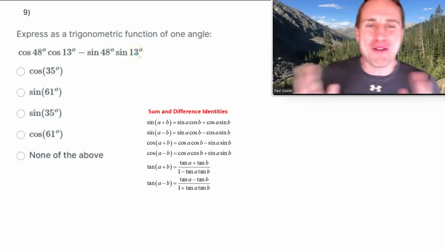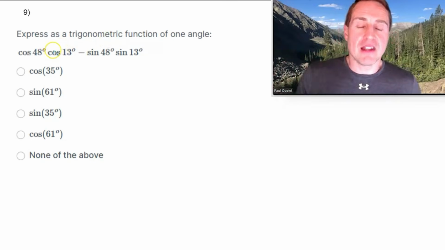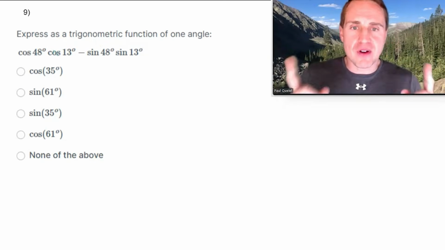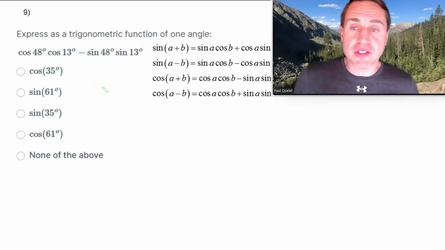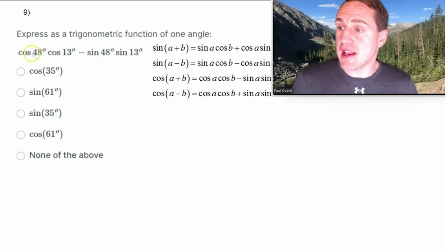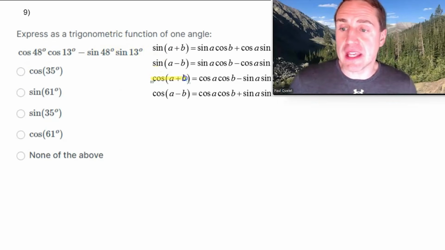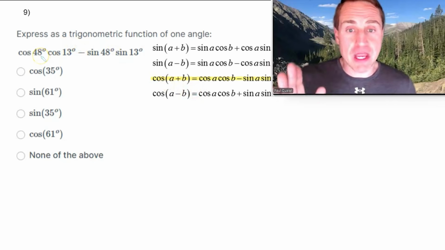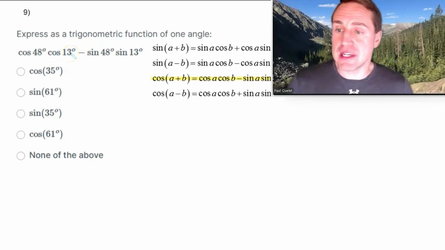You could also call them alpha and beta. It's either going to be cosine or sine of either a sum or a difference. So let's look up our identities. From our angle sum and difference identities, we see that the form cosine cosine minus sine sine looks like it's the cosine of a sum of 2 angles. So lowercase a is 48 degrees, lowercase b is 13 degrees.